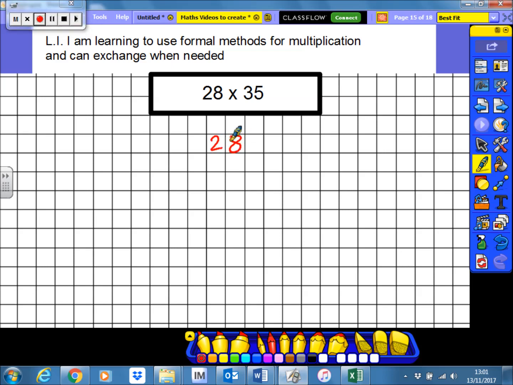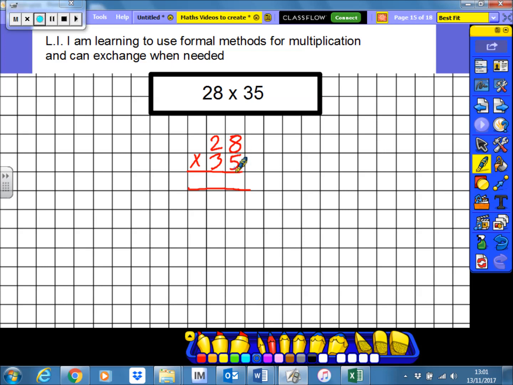I'm going to start off by lining up my columns carefully. So I've got the 8 and the 5 lined up for the units, and the 2 and the 3 lined up for the tens. Now, like with a single digit multiplication, I'm going to just worry about this 5 just now, and I'm going to multiply that by both numbers here.